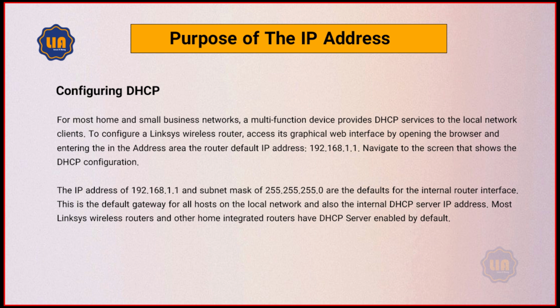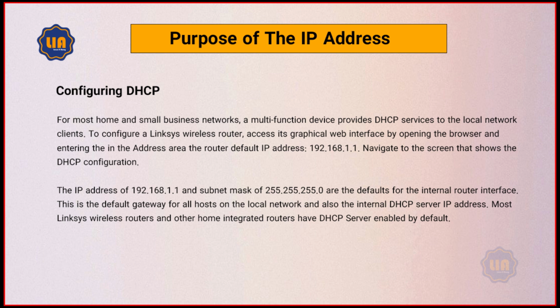To configure a Linksys wireless router, access its graphical web interface by opening the browser and entering the router default IP address, 192.168.1.1, in the address area. Navigate to the screen that shows the DHCP configuration. The IP address of 192.168.1.1 and subnet mask of 255.255.255.0 are the defaults for the internal router interface.